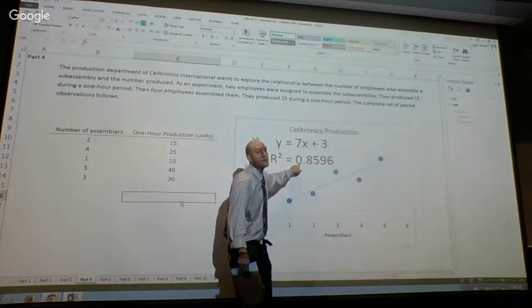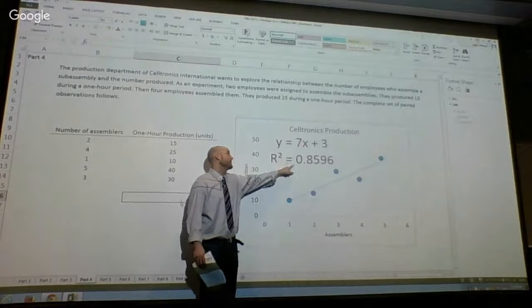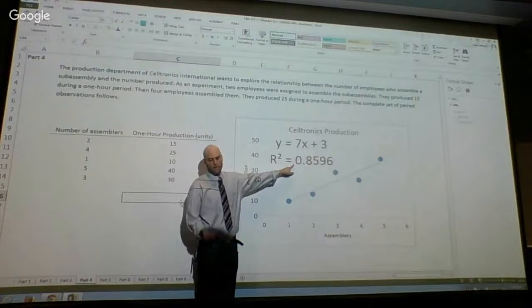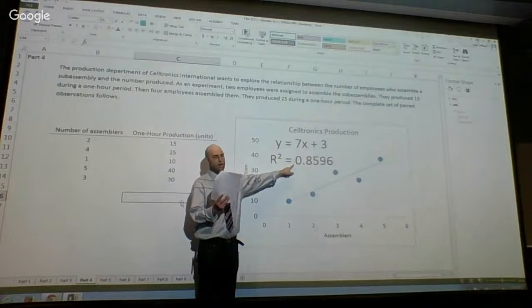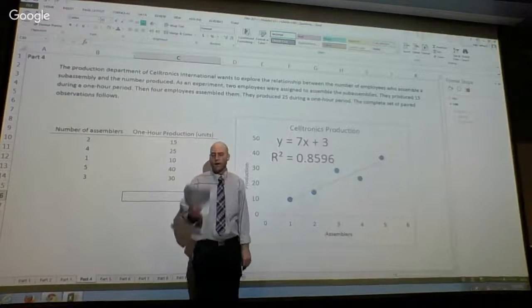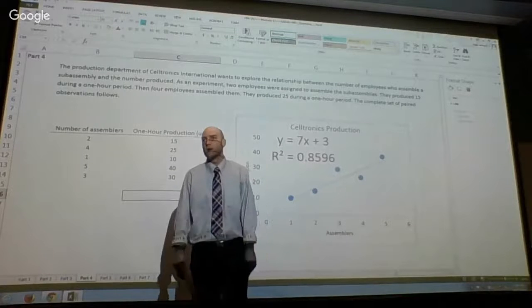0.92, yeah. This value is not your correlation. This is R squared, which is 0.86. This is called your coefficient of determination. Part E, Billy, what's the value of the coefficient of determination? 0.86. Yeah, thank you. So R is 0.92. R squared is 0.86.